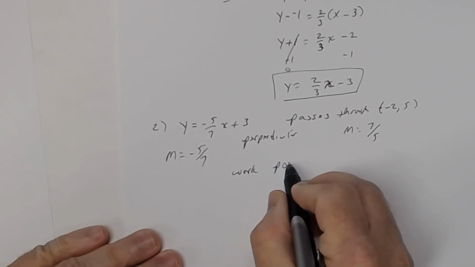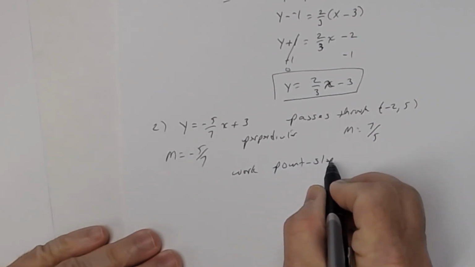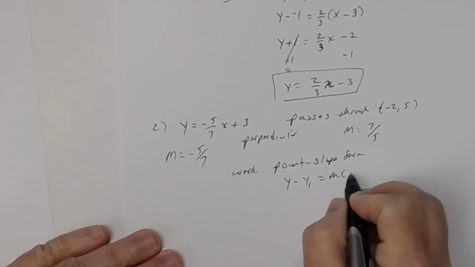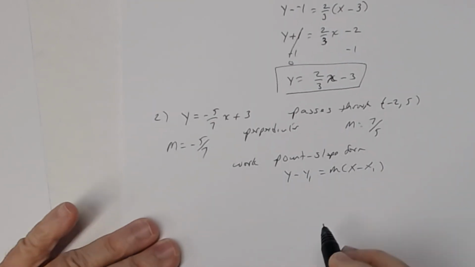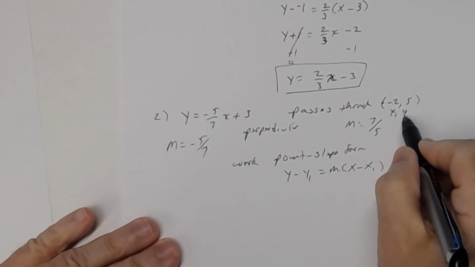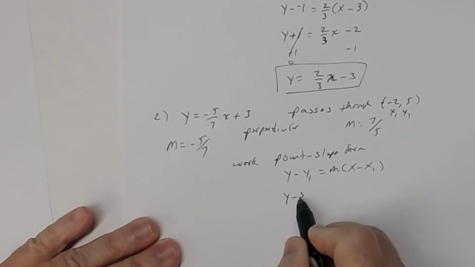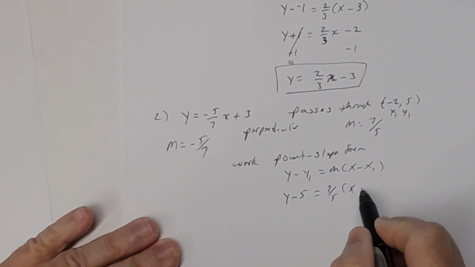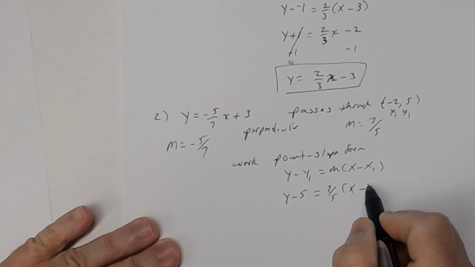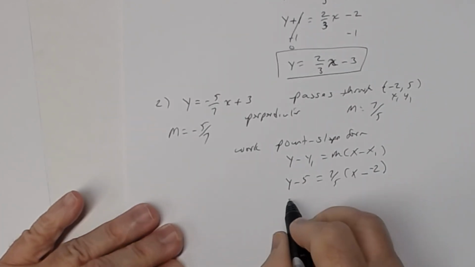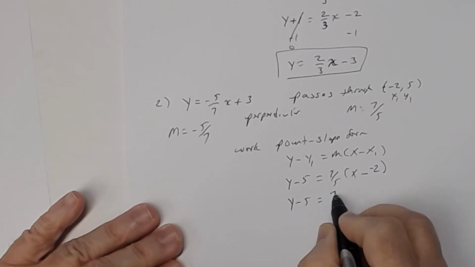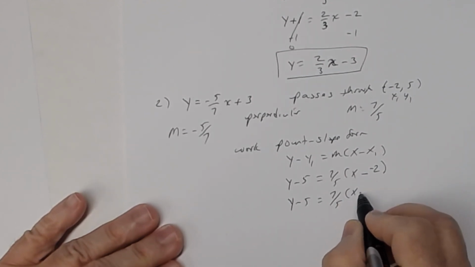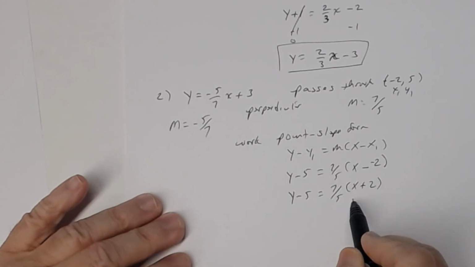So point-slope form is what we're going to use. And so I get y minus y1 equals the slope times x minus x1. And so here's going to be my x1, my y1. So I get y minus 5 equals the slope, which is 7/5, times x minus x1, which is -2. So I get y minus 5 equals 7/5 times, I'm going to go ahead and simplify, x subtract -2 is x plus 2. And then I'm going to go ahead and distribute.